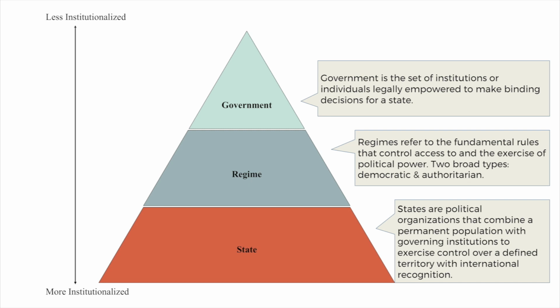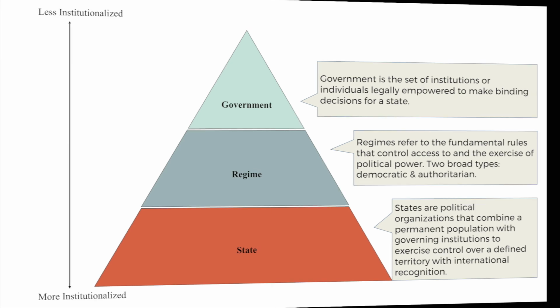Governments are the institutions or individuals who make decisions on behalf of a state. So unlike regimes, which rarely change, and states, which only change very rarely, governments change all the time. Political office holders often change through elections, or in some countries, through lines of succession. Governments can also be changed by more violent means, such as revolutions or coups. We have seen several military coups in Nigeria's history, for example.